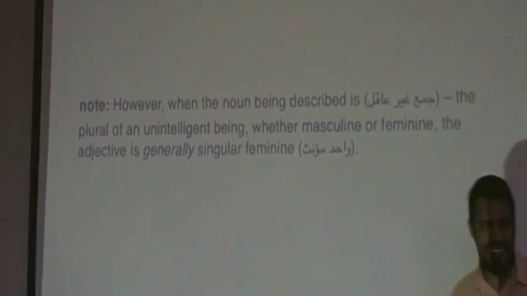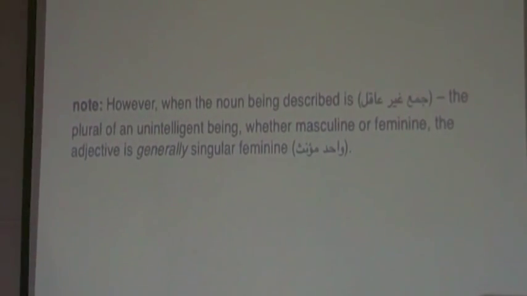However, when the noun being described is jam'u ghayri aqil, and this is what Khalid was doing this morning, he was saying there's an exception, right? The exception is they must agree, except when the plural, I don't know what word he used on the board, he said something. For the plural of things, the description will be singular. Did he say things? Things, yeah. Okay.